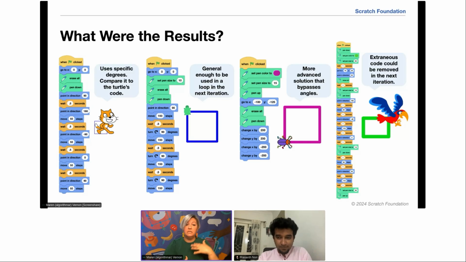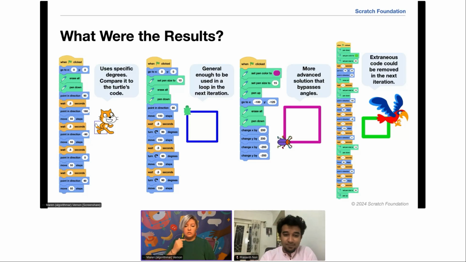If we were maybe to put this into a loop at some point, maybe being more general would be more helpful. The next one is really advanced, right? We're bypassing angles completely, and we're using change X and change Y. So there's no angles involved in this particular one. And then the one on the far right, I love so much, because this is really an example of, yeah, there's some extraneous blocks in here. Maybe it could be pared down in the next iteration, but they're trying things, right? They're figuring it out. They're working in waits. They're working in some different angles and turns.